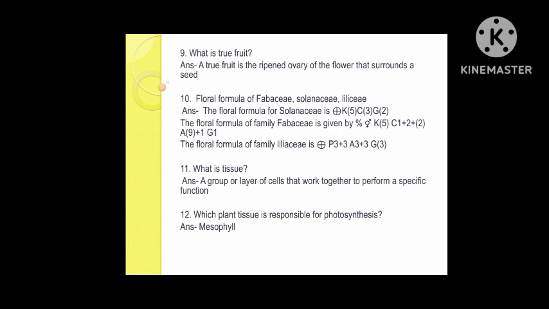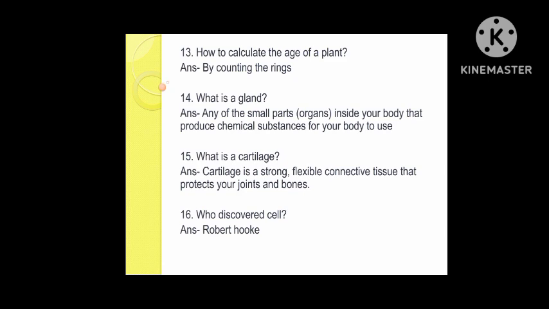Then number 12, which plant tissue is responsible for photosynthesis? It's mesophyll, because mesophyll contains the chlorophyll. Mesophyll tissues contain the chlorophyll. Then how to calculate the age of a plant? We can calculate the age of a plant by counting the rings on the plant.